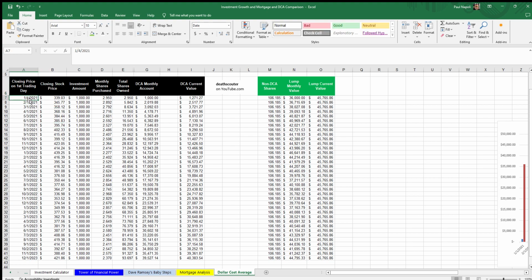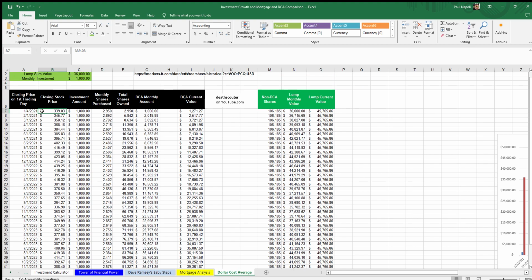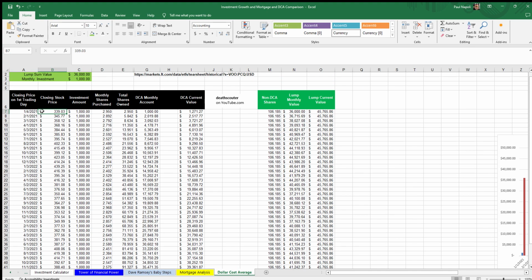So you have the opening day of January 4, 2021. The closing price for the day of VOO was $339.03. My standard recurring dollar cost averaging contribution of $1,000 bought me 2.95 shares. And then I will keep a running tally of how many shares. So suddenly you see that all these columns here are not as confusing as you thought they were.